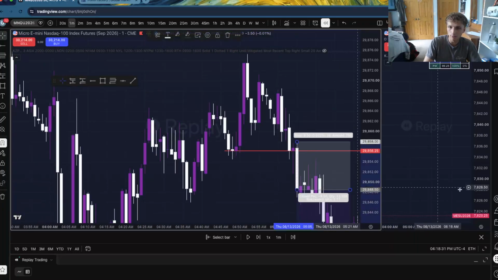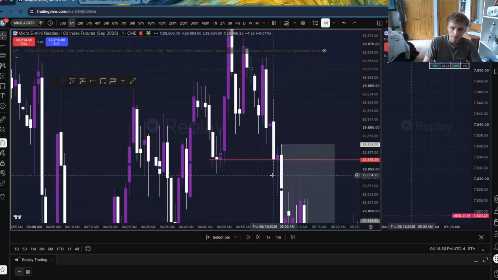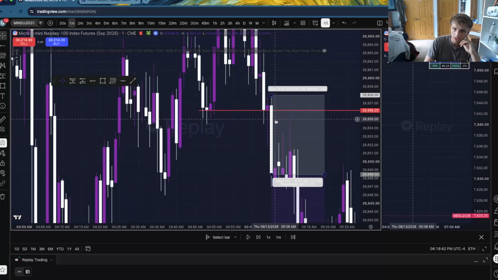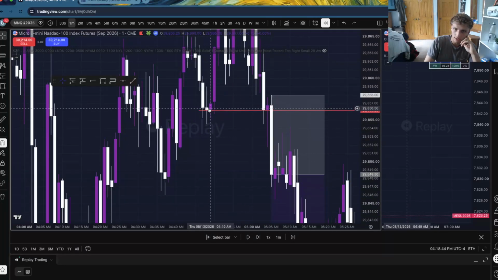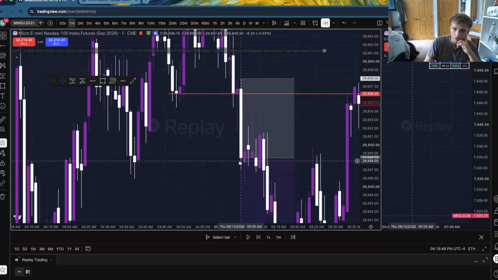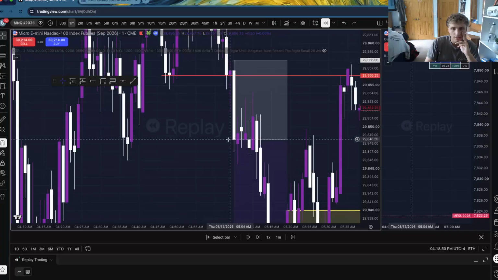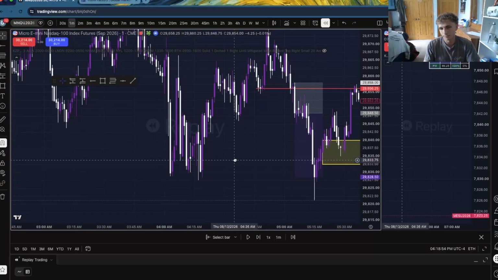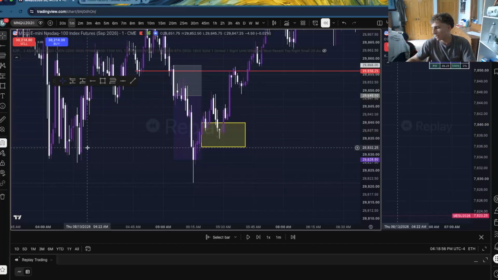Because we didn't get change of state of delivery right here. We made an equal low with that, and then on this candle we got the change of state of delivery. We closed below this low, and then you would short when that candle closes, and then obviously short it down to where you want. Boom, super simple, guys.